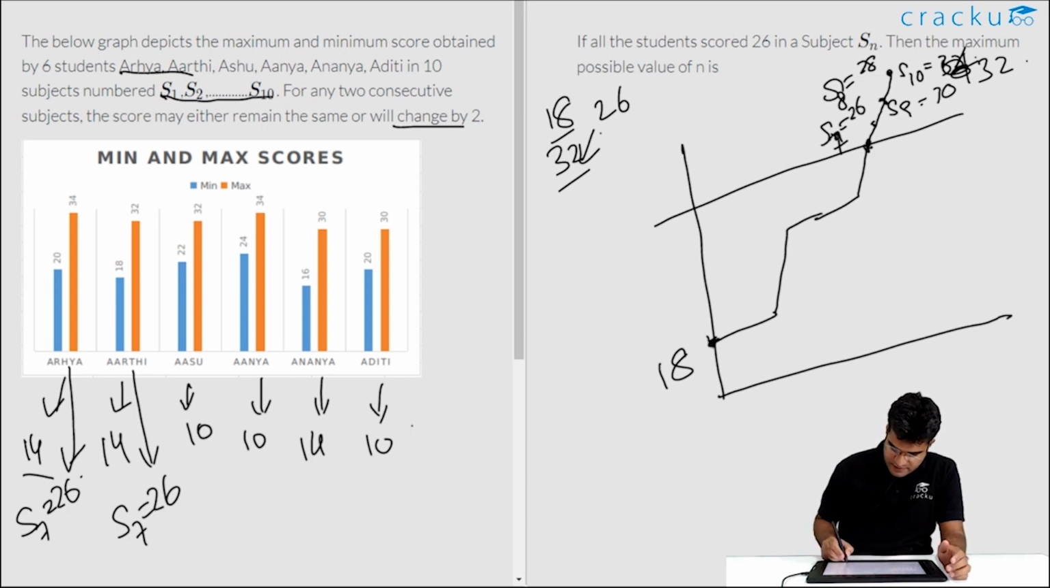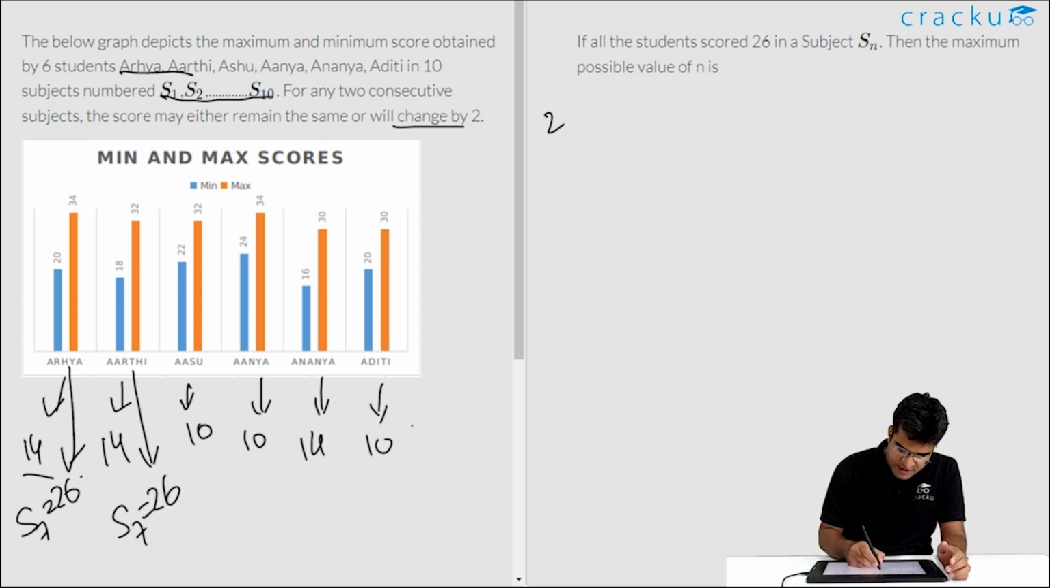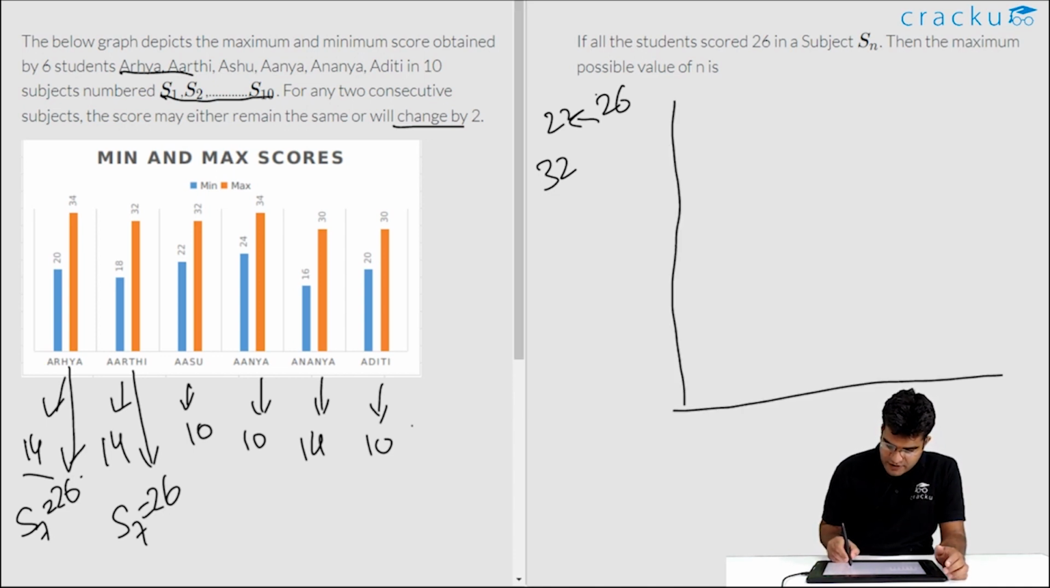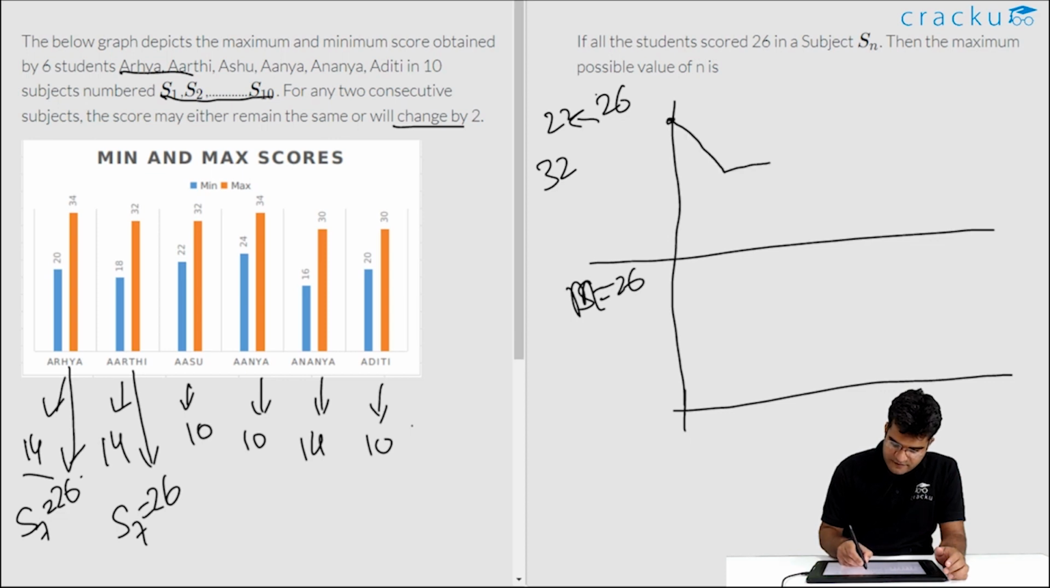We will go now for Asu. Her minimum is 22 and her maximum is 32. 26 is closer to the minimum than the maximum. So her graph will be a downward trending graph. So if you are looking at it this way, where this is S of marks equal to 26, she will start off with 32, come down flat, come down somewhere flat, and finally she will intersect this at 26, and she will end at 22. This is S of 10.